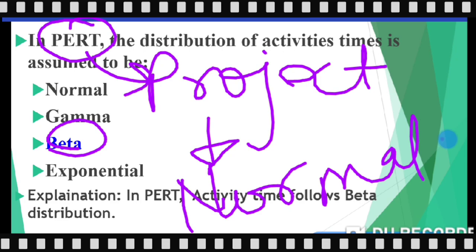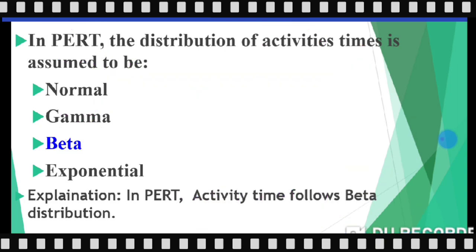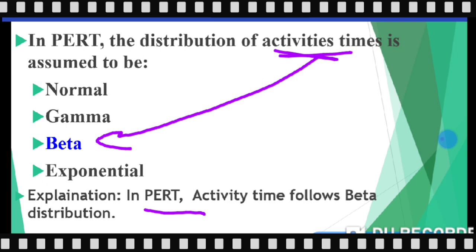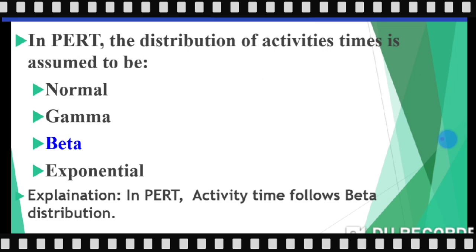If we are talking about the project in PERT, then the whole project follows normal distribution. And if we are just talking about the activities, then activities follow beta distribution. The explanation is also written here: in PERT, activity time follows beta distribution, and if we are talking about the project, then the project follows normal distribution. Keep it in mind, it is very important. Students sometimes get confused whether it is talking about project or activity. If it is talking about the activity, then we need to take beta. If it is talking about the project in PERT, then we will take normal distribution. Okay, now we can move to the next slide.